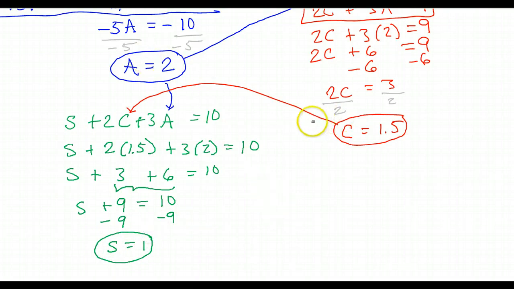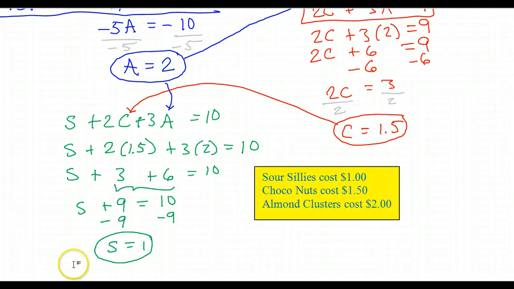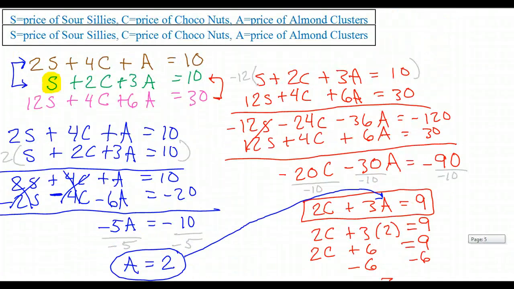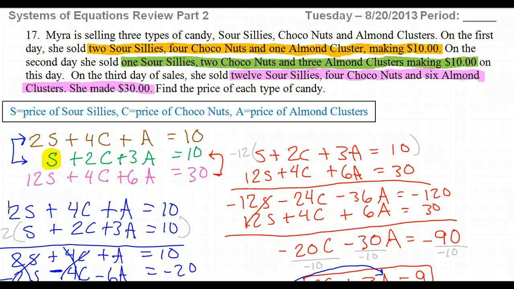Okay? Now we just have to translate this all back into words, which I think I'll put right here. So translating these values back into words, which you must do. Do not just leave it x, y, and z, or even a, s, and c for a word problem. Sour sillies cost $1. That's this. Choco nuts cost $1.50. That's this. And almond clusters cost $2. That is this. All right, and that is the end of problem number 17 and the end of this lesson.